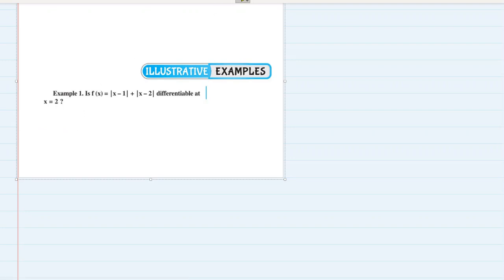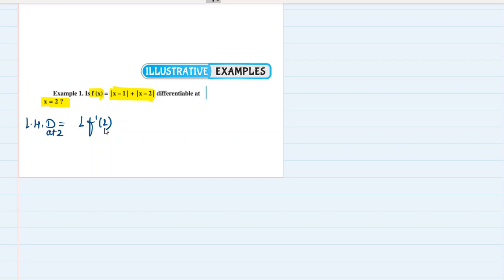The function f of x is mod of x minus 1 plus mod of x minus 2. Weird function, right? Modulus function, and there is addition in between. That's the definition of the function, and we have to check the differentiability of this function at x is equal to 2. So let's first start with the left hand differentiability, LF dash 2, left hand differentiability at 2. They are the same thing, okay?